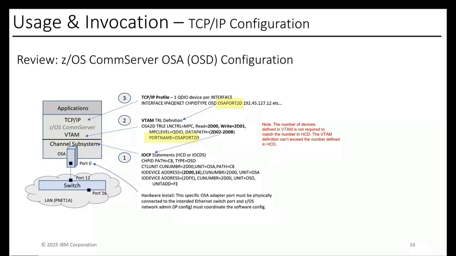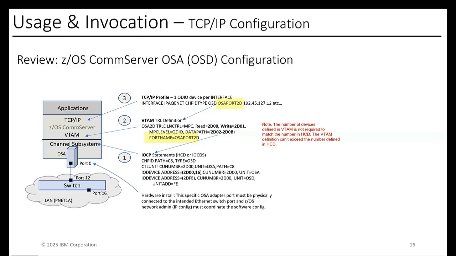As Jerry mentioned, this is OSA-Express, where you had control devices. So you minimally needed at least 3 devices, 2 for the control path, read and write, and then a data path device for each of the interfaces that utilize it, plus 1 for NTA if you needed that. At that time, you'd have to define a port name, and that port name, in this case, is OSAPORT2D0. That would have to be correlated with your TCP/IP profile. So in the TCP/IP profile, you had the IPAQENET statement. When you did the start command, during that activation, it would pass that port name over to VTAM.